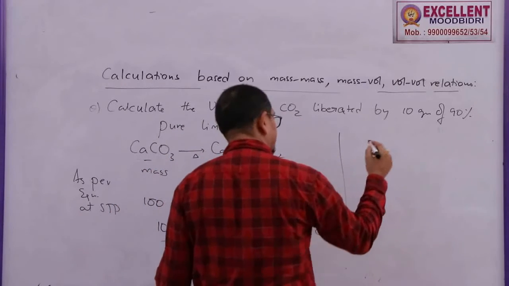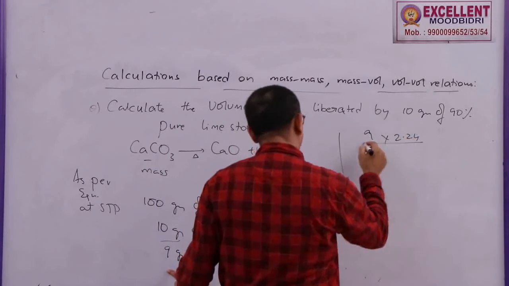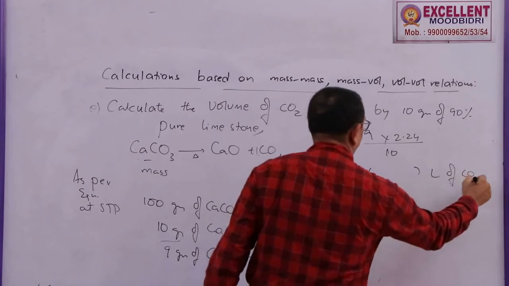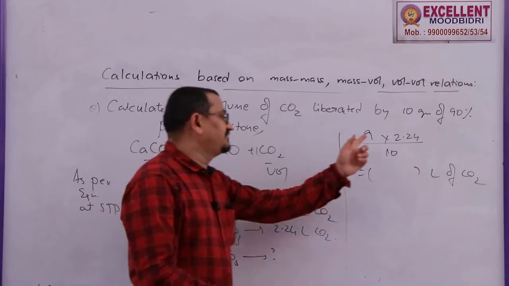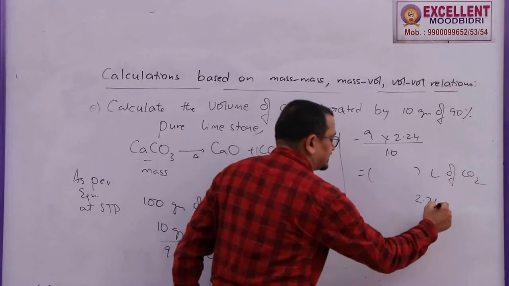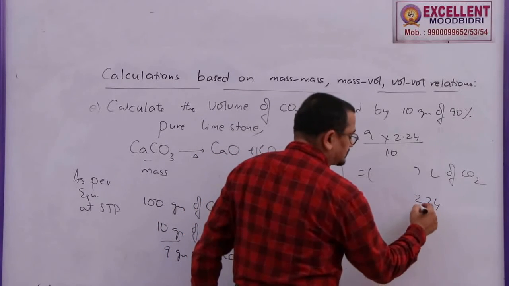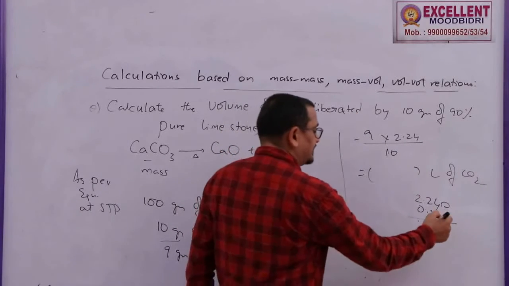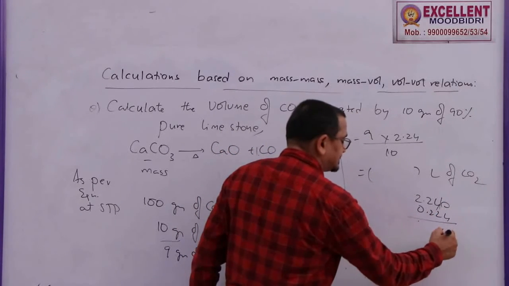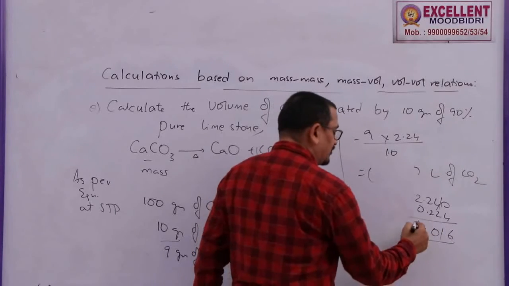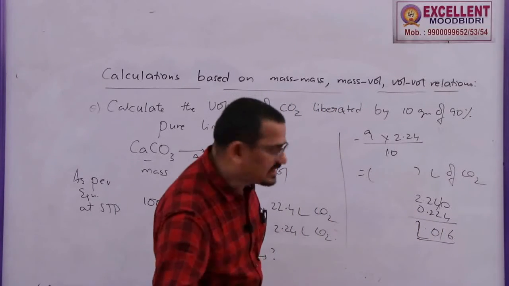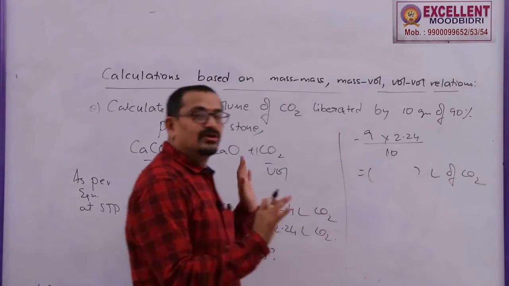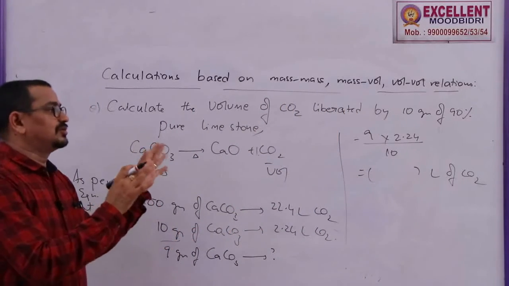How? Using the crisscross method, 9 into 2.24 by 10. So we will get some value, so many liters of CO2. Out of this 2.24, we have to subtract 0.224. Means this is a 6 and this is 1, this is 0, 2.016 approximately. So calculation part depends on person to person, it varies, right? So this is how we can calculate the volume of CO2 in less than 100% purity.